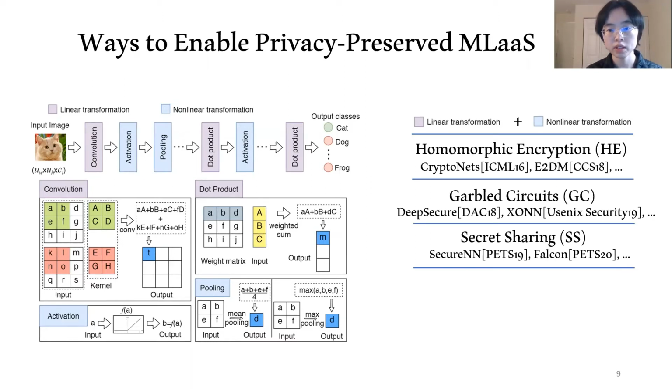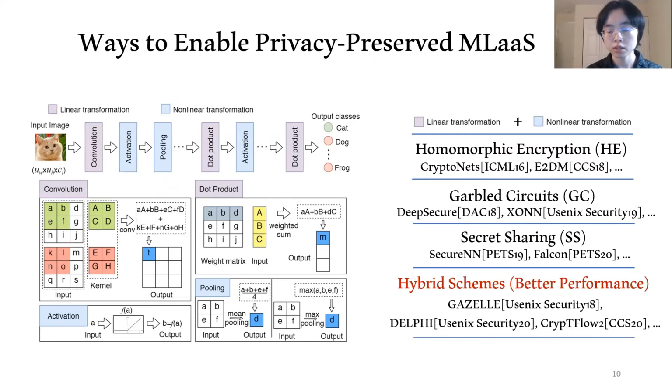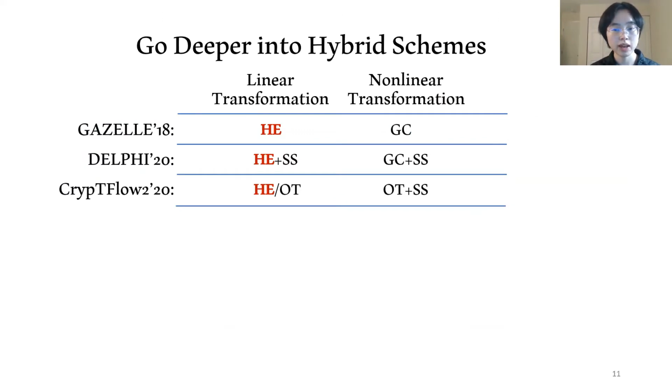In order to privately calculate the linear and the nonlinear transformations, there are generally three categories. The first one is based on the homomorphic encryption. The second one adopts garbled circuits, while the third one uses the secret sharing. Compared with the single primitive-based approaches, the hybrid schemes usually get better performance. Now let's go deeper into these hybrid schemes. From the state-of-the-art frameworks, we can see that the homomorphic encryption is a common choice in the linear transformation.